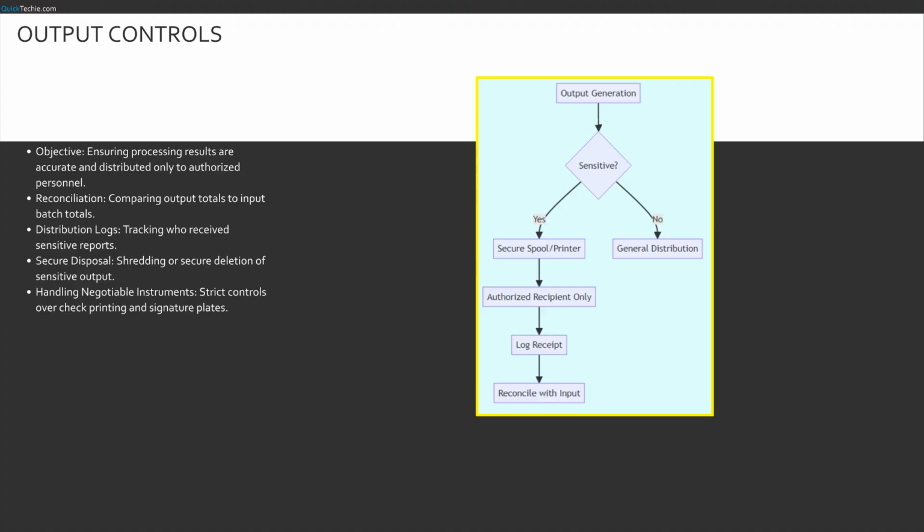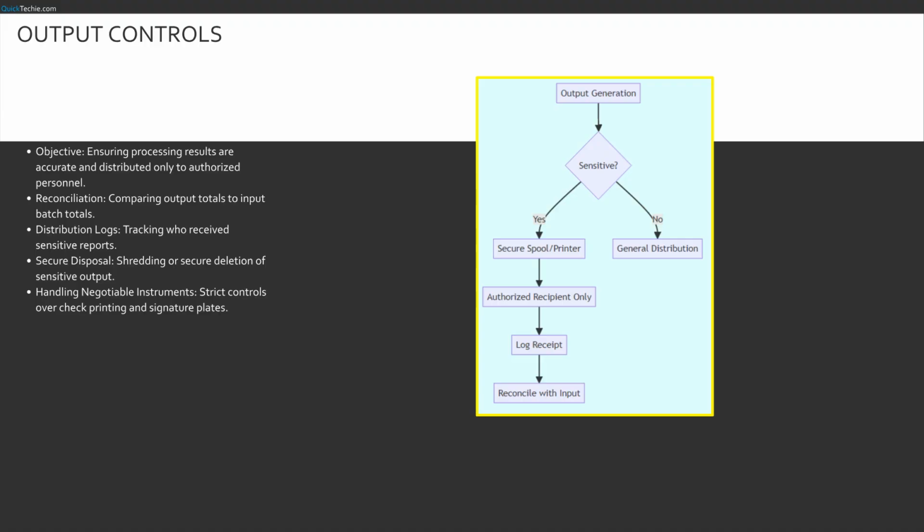Just because the computer printed it doesn't mean it's right, or that everyone should see it. We must perform reconciliation, matching the final output totals back to the original input batch totals to prove nothing was lost. Distribution is critical. Confidential reports should not sit on a shared printer. We use distribution logs to track who got what.